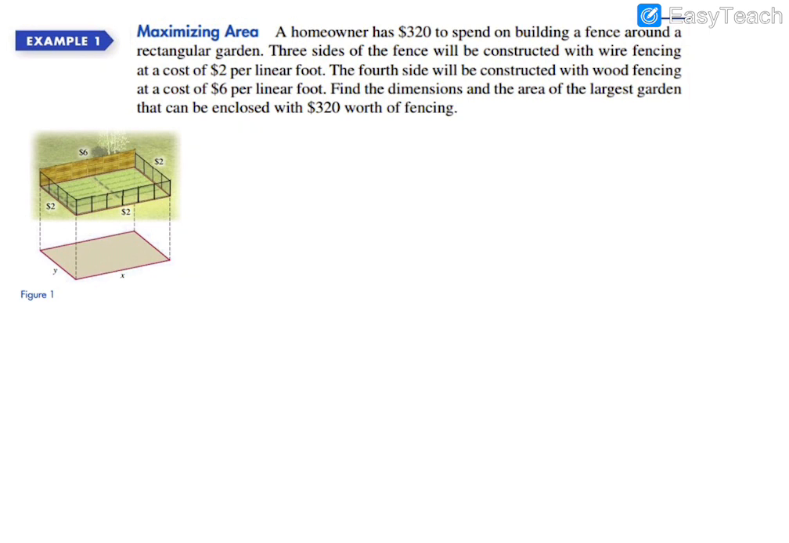The area of the garden is x times y. Our aim is to maximize the area. That's our objective function, but it has two variables, x and y. On the other hand, we have a constraint, a restriction. What is our constraint? Our total budget, our total cost should be $320.